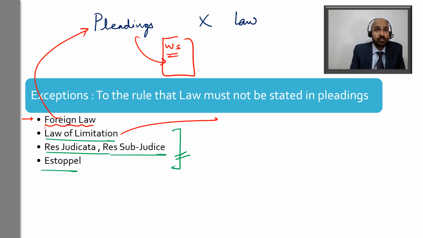Likewise, sometimes a suit may be barred by res judicata or res sub judice. Now, res judicata is something that you find in section 11 of the CPC. Res sub judice is something you find in section 10 of the CPC.